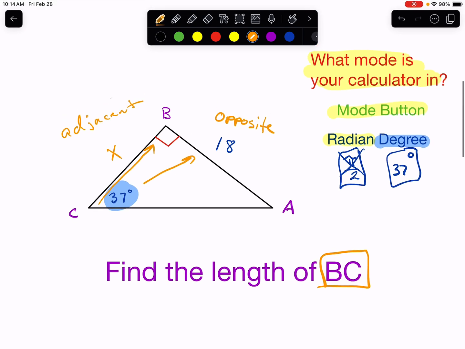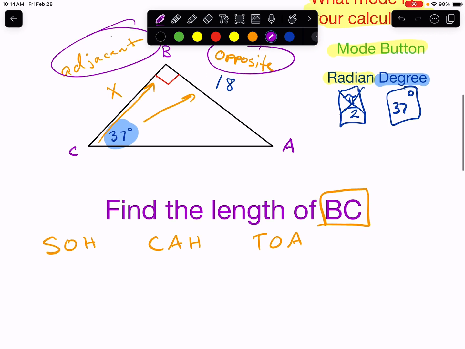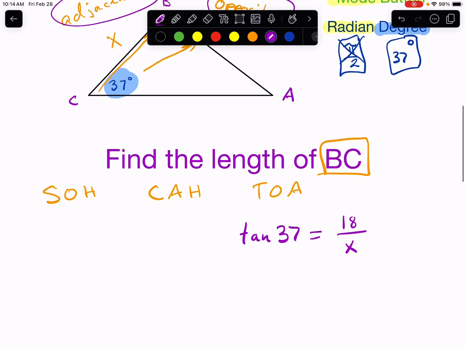We identify which trig function to use based off of SOHCAHTOA. Sine is opposite over hypotenuse, cosine is adjacent over hypotenuse, and tangent is opposite over adjacent. Because we're looking at opposite and adjacent here, I want to use tangent. The tangent of my angle is equal to the opposite divided by the adjacent. To solve this, I'm going to multiply both sides by x. x times the tangent of 37 equals 18.